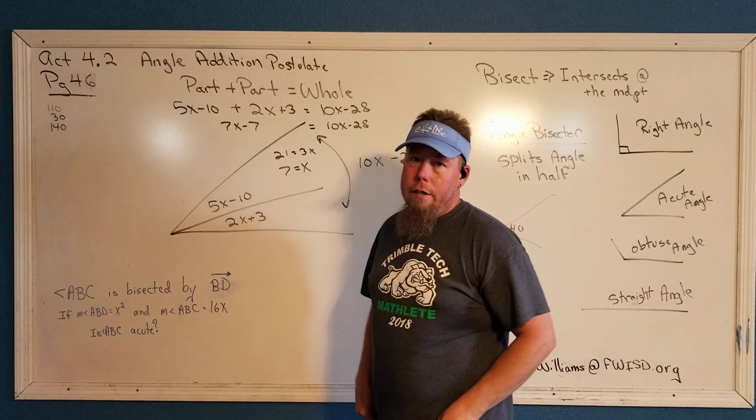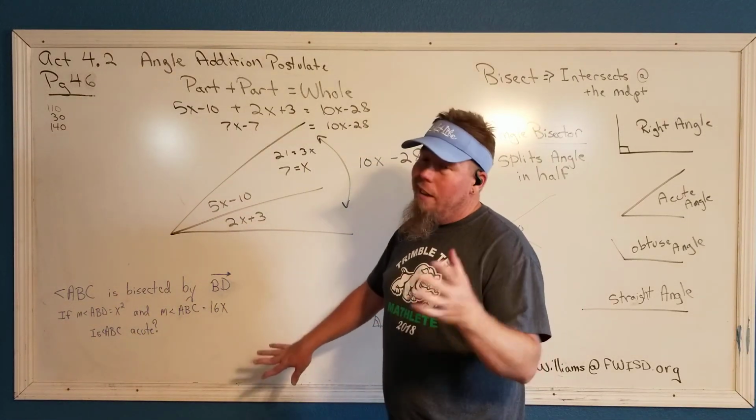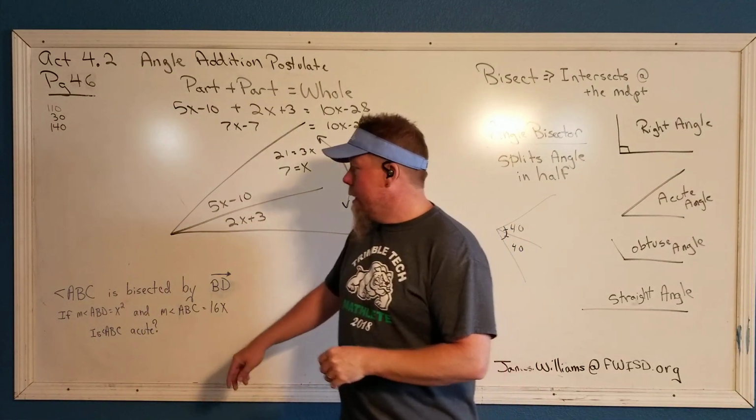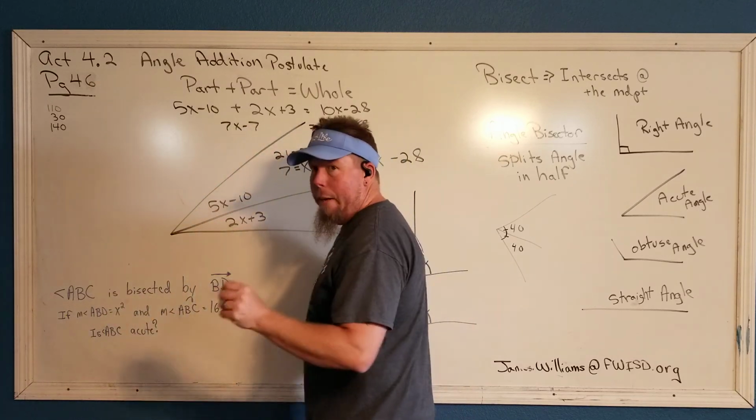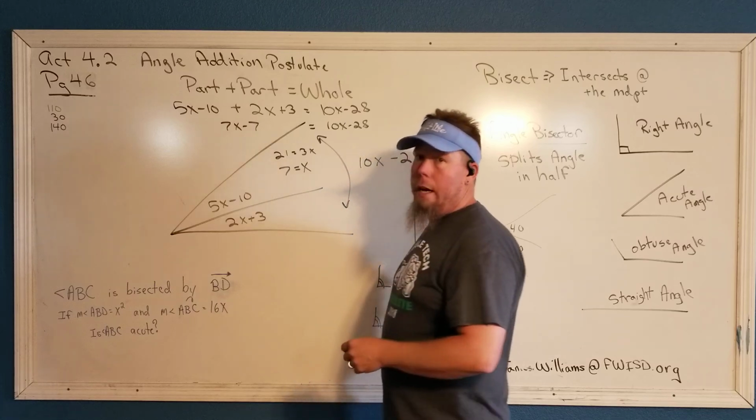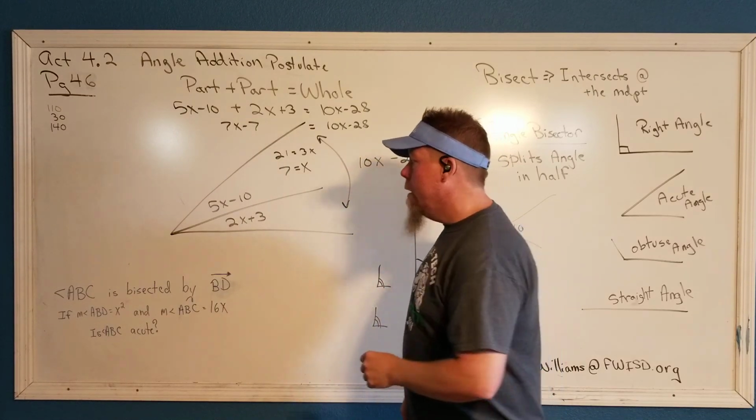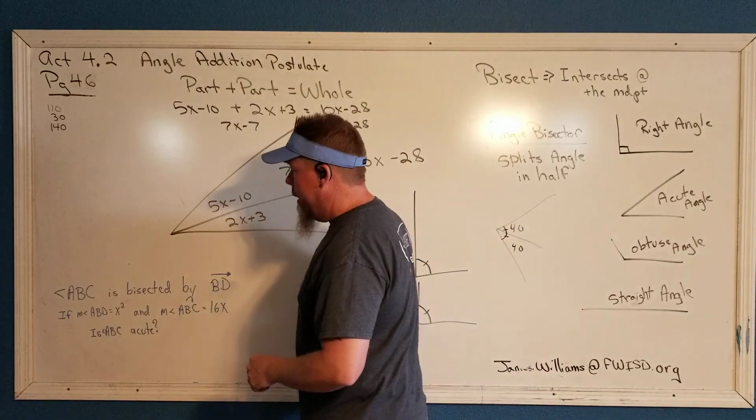I wrote some English down here in the corner. It's in blue. Hopefully you can see it. I'll read it to you. Don't stress too much. So it says, angle ABC is bisected by ray BD. How do I know it's a ray? Because of the symbol on top. So make sure you learn your symbols. Okay? So angle ABC is bisected by ray BD.